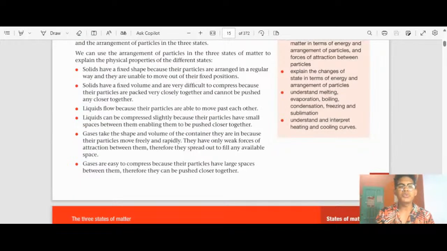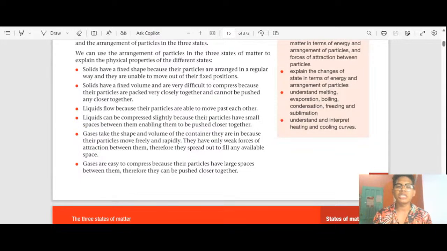So let's go into this. We use the arrangement of particles in the three states of matter to explain the physical properties of the different states. Now, point number one, solids have a fixed shape because their particles are arranged in a regular way and they are unable to move out of their fixed position. The second point is solids have a fixed volume and are very difficult to compress because their particles are packed very closely together and cannot be pushed any closer together.